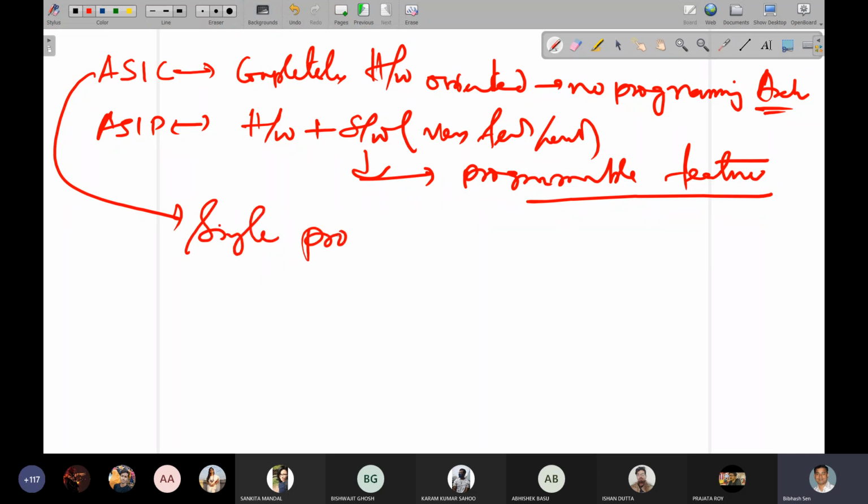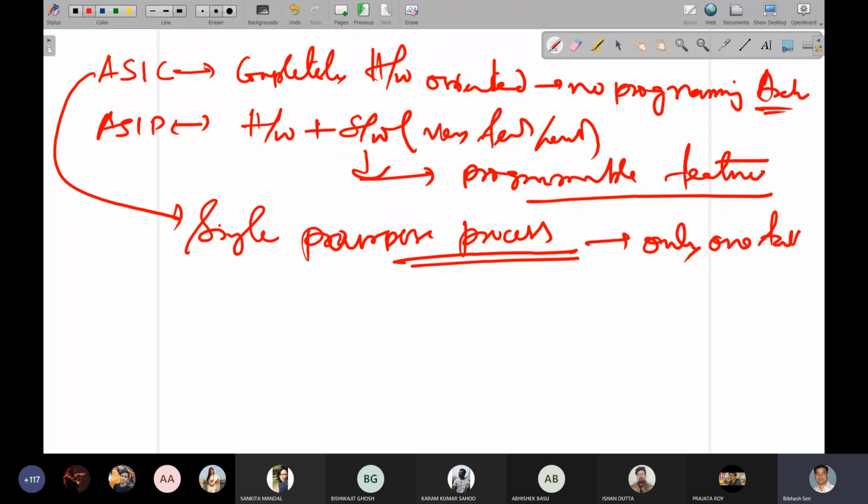single purpose processors. If I make a single purpose processor, that means this processor will do only one task. Only one task, that is what I mean by single purpose. Only one task, nothing other than that is possible. And finally, you know, the general purpose processor. These are all the different types of processors.